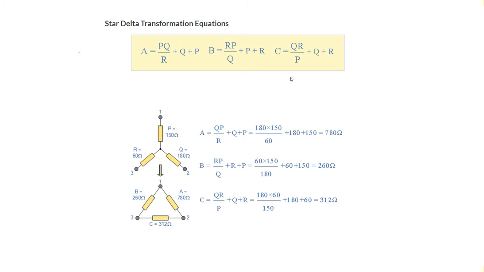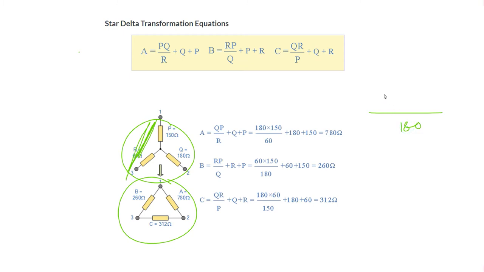Okay, so here is an example where we want to convert a Y connected load to a delta connected load. We want to find this side. So what will we do? We will divide by 180 and write 150 into 180 plus 180 into 60 plus 60 into 150. So this line will be calculated like this.